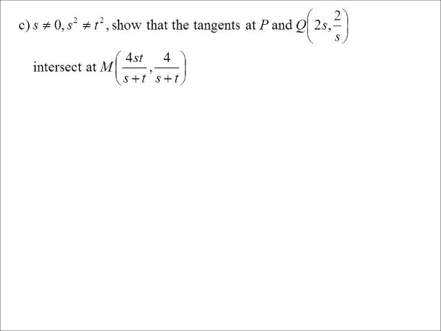Right, because if we have a look at the coordinates of Q, S would be on the bottom of the fraction there. So that's the only reason they've said S can't equal 0. Why can't S squared equal T squared?